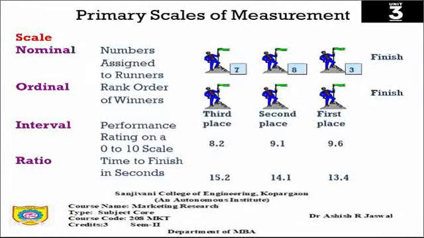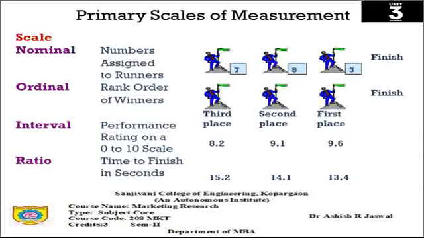The last but not the least is ratio scale. It is time to finish in seconds. Of the 5 participants, I recorded the timings of the first 3 participants, in which the first place clocked 13.4, second 14.1 and third was at 15.2 seconds for completion of the race. That is what is called ratio scale.